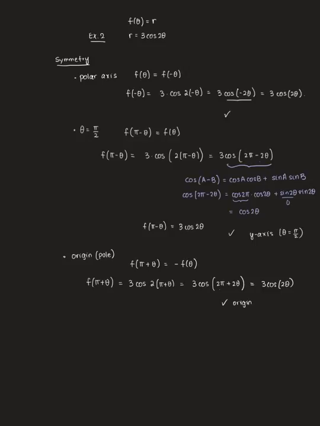All right, so this is a very symmetric function, which is a good thing because then we have a limited number of values that we have to put in to get a decent graph. So let me go to the second page, and let's get back to our example. We have r equals 3 cosine 2 theta.